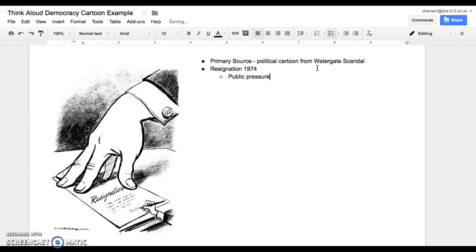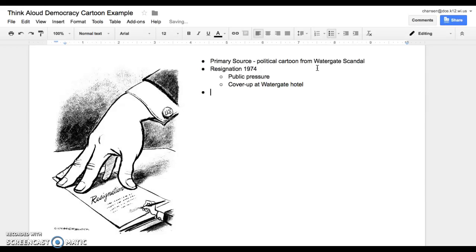Nixon eventually resigned primarily due to a lot of public pressure, because it was pretty clear from evidence that was coming forward in Congress that Nixon was a part of a cover-up. He was involved in covering up an illegal break-in at the Democratic National Committee's headquarters. Long story. Point being, it looked like Nixon was a criminal in this situation because of the cover-up. And that headquarters, by the way, was at something called the Watergate Hotel and Office Complex, hence the title Watergate Scandal.